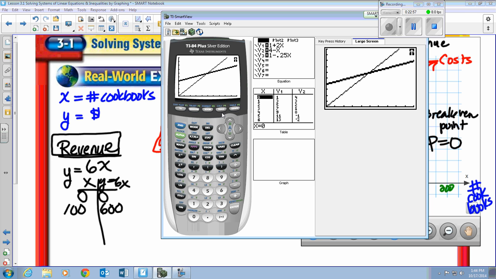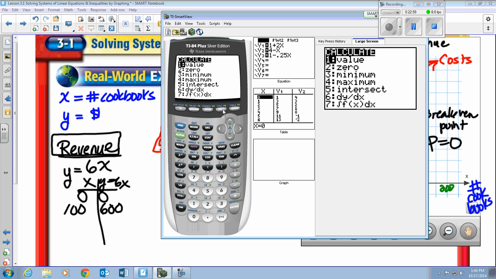So I'm going to go second table. What do I want it to calculate? The intersection. That's where they touch. That's where they're equal. That's what I'm looking for, where they intersect. So don't memorize, always hit 5. Just look at it and go, oh gosh, what do I want? Intersect. I'm going to pick intersect.